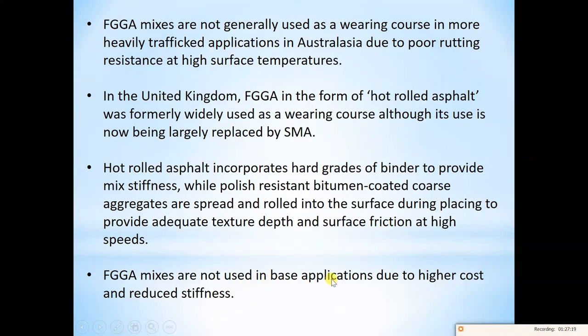In the best application, that means that the asphalt is not only used for the surface course, it can be used for the base course as well. What we call it, the deep strength or full depth asphalt.